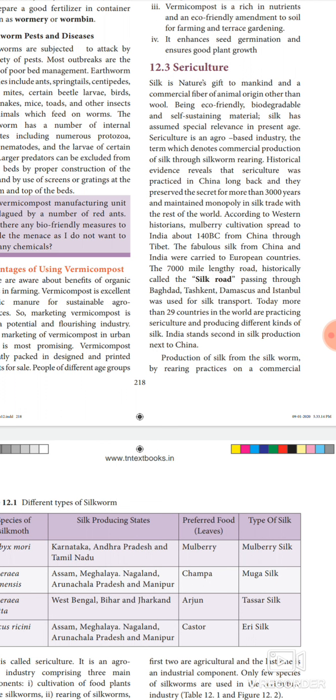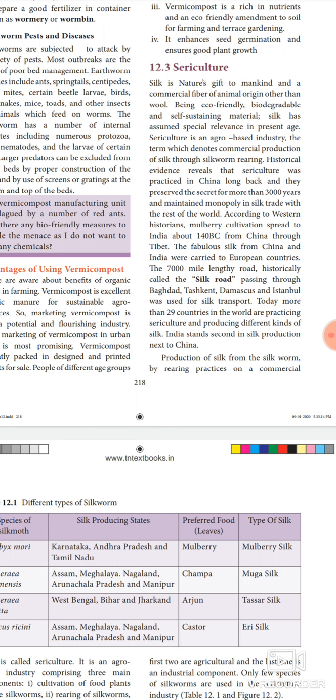So this fabulous silk that came from China and India was carried to other European countries. The 7,000 mile lengthy road is historically called the Silk Road. Underline that. The Silk Road passes through Baghdad, Tashkent, Damascus and Istanbul.